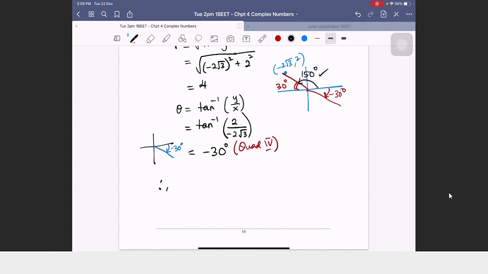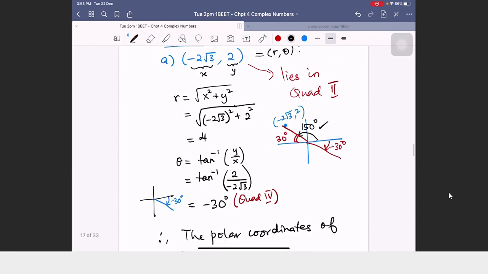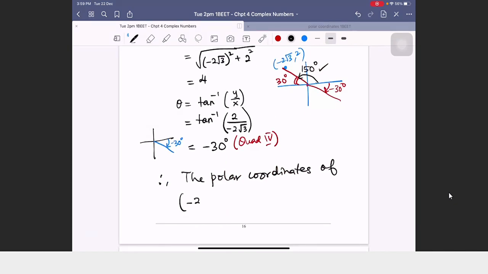Okay, that the polar coordinates of just now, minus 2 sec 3, 2, you can just straight away say 150 degrees. Okay, so you can just state it like that.